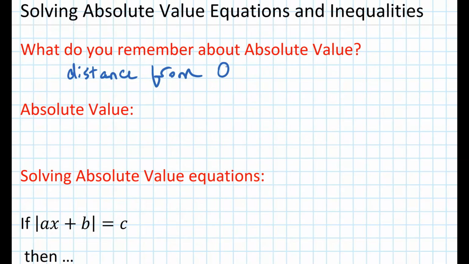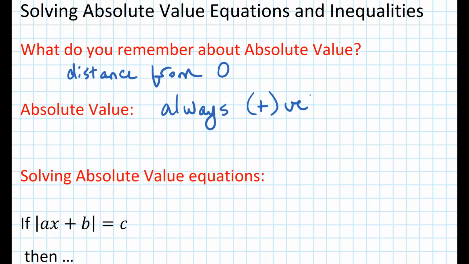Always positive. It's always going to be positive. Okay, and again, because can you have a negative distance? No, you can't. So therefore, it will always be positive.